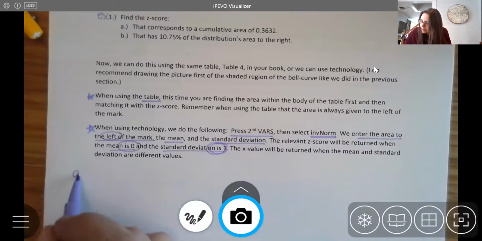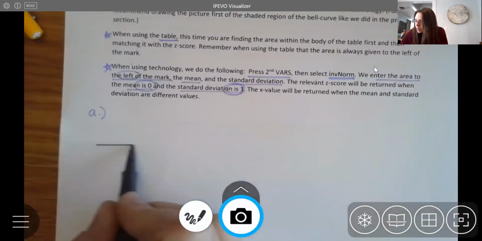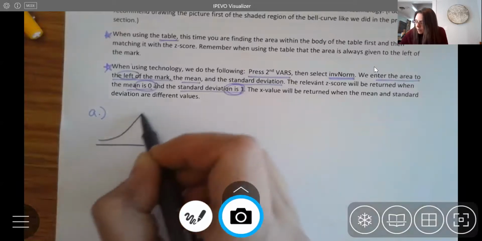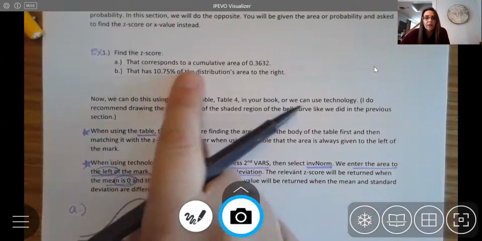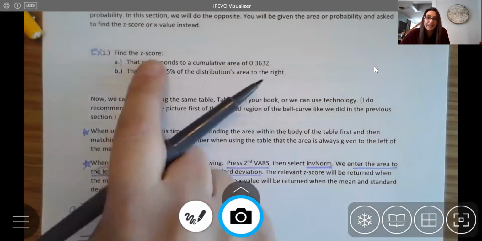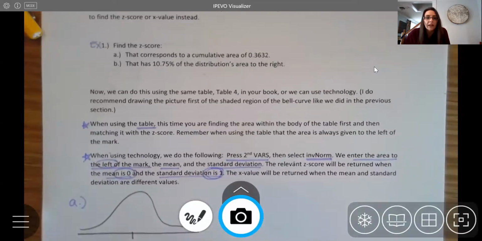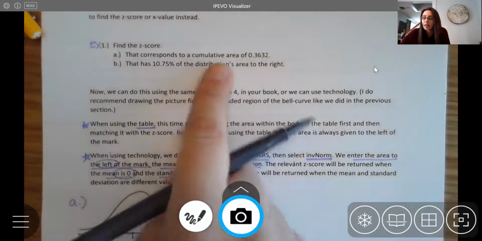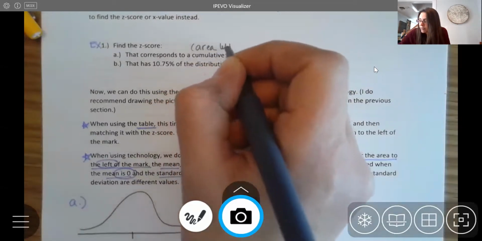All right, so let's look at A. The first thing again I'm going to do here is draw a picture. So I'm just going to make a quick bell curve. And I'm looking for the cumulative area 0.3632. Now again, we're finding z-scores, so your mean here is going to be at that 0 mark right in the middle. And cumulative area always is area to the left. So if you see cumulative area, they mean the area is shaded on the left.